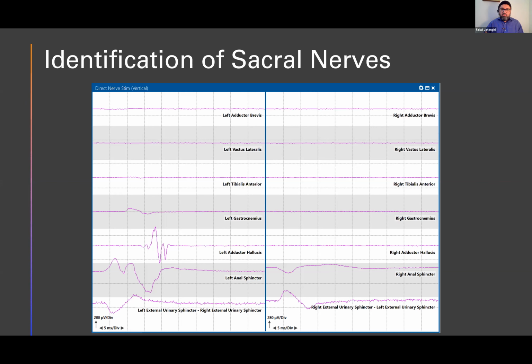Even S2, S3, S4, S1, each is going to give you a different threshold. So it's not a very consistent stimulation, because S3 has the most contribution to the bladder, but S2 has a contribution, and S4 too. So we still have not correlated the amplitude of the response, the morphology and the area recovered to the intensity of the stimulation, and of course pulse width and everything.